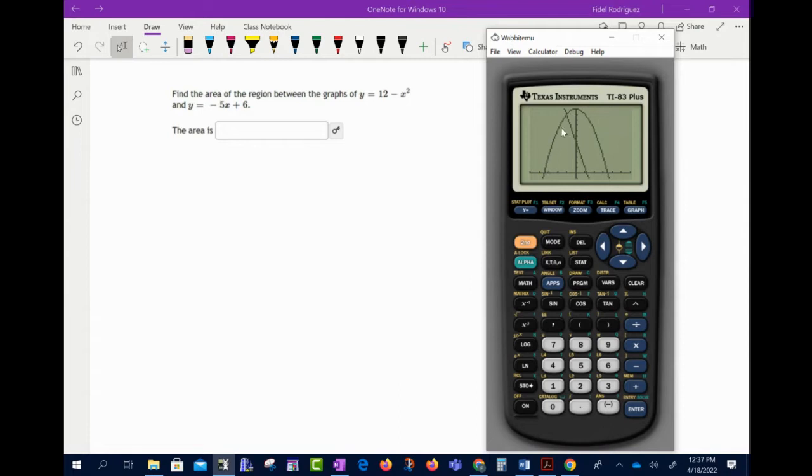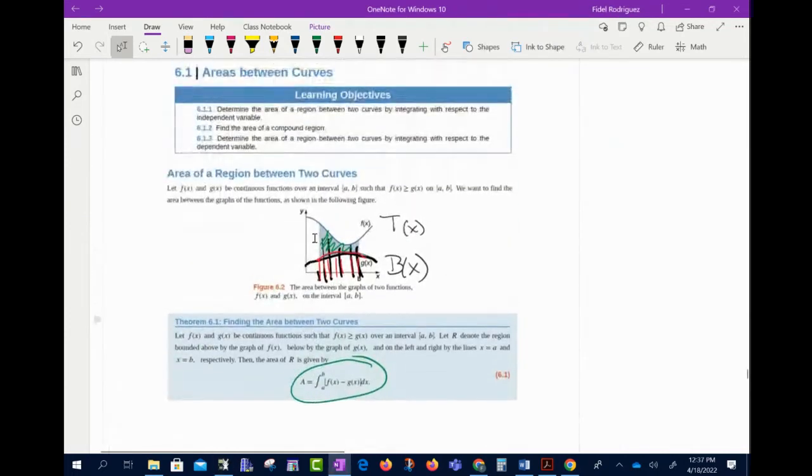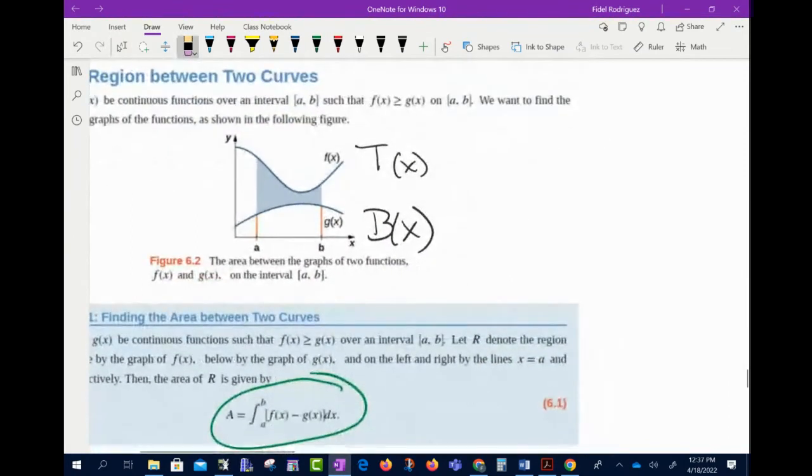Okay, y'all, let me ask you a question. Do you agree that this one here is my 12 minus x squared? Because x squared graphs are parabolas, right? So wouldn't my top function be the 12 minus x squared and my bottom function be my negative 5x plus 6? Because remember, just like we looked at in the picture earlier, I have to take the top function minus the bottom one, right?